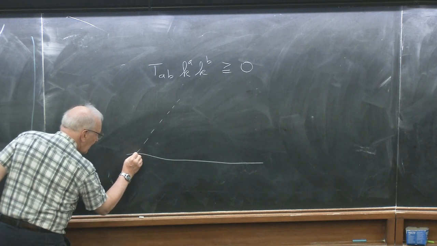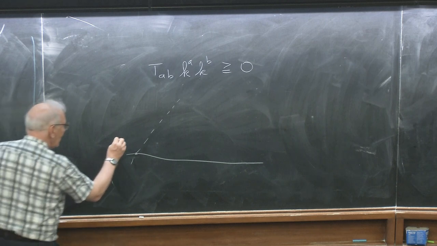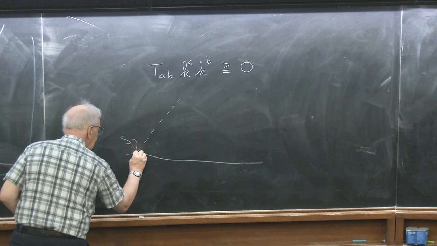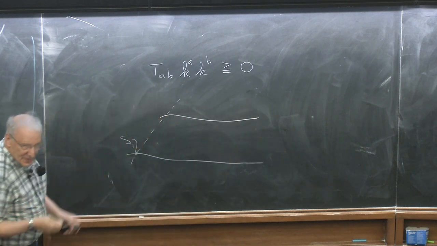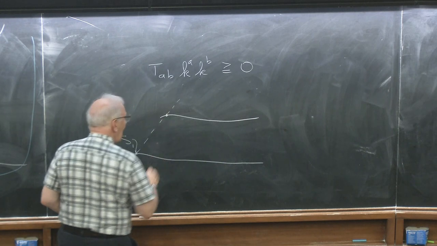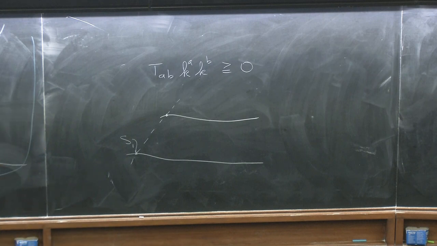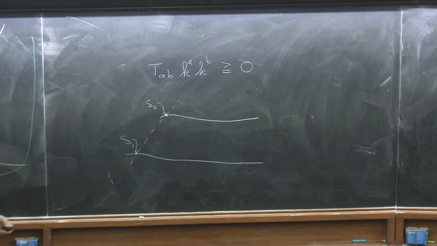So this will intersect the horizon in some cross-section, which I don't know if I gave the name S1 to. And if we go to some later time, some later Cauchy surface in the foliation, and look at the intersection of that Cauchy surface with the horizon, that will be some surface S2.